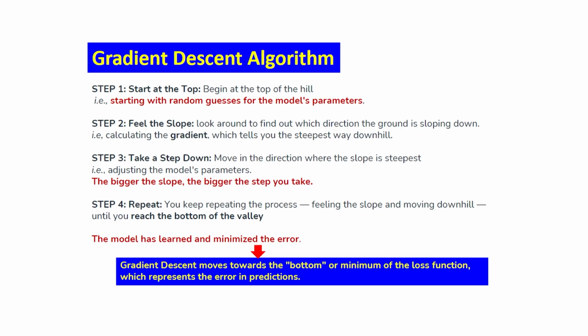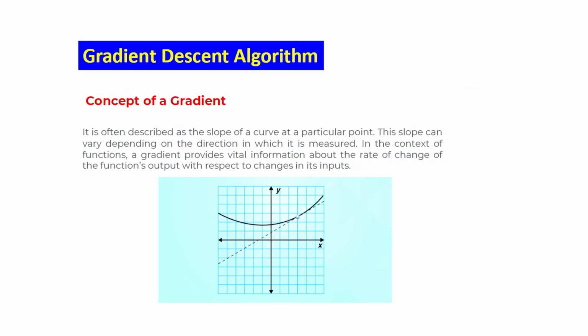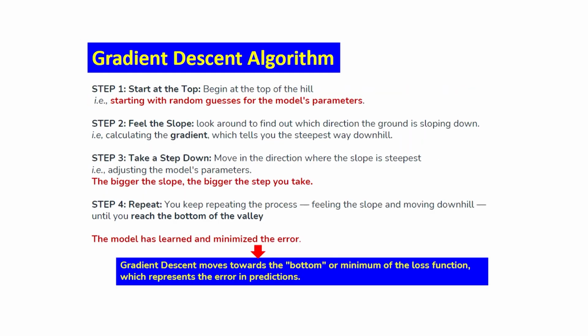So, step 1, what do you do? You begin at the top of the hill, that means you start with any random guess. Then step 2, you feel the slope, look around, find out whichever is the steepest slope. Like if you go back here, you find this is the steepest slope, right, this direction. So, you should go down that way if you want to reach the minimum point very fast. And that is what the gradient tells you, the steepest way downhill.